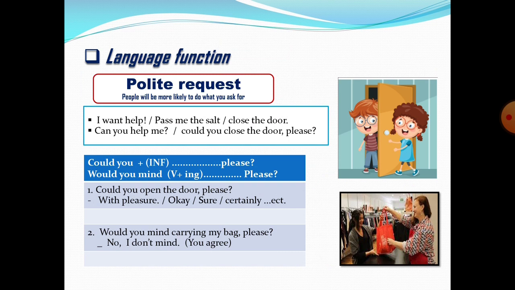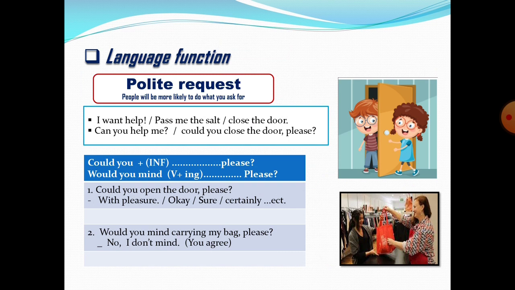The second one, would you mind? As we see, the verb with ing form must be used after would you mind. Would you mind opening, reading, closing, and so on. Here we have some examples. Could you open the door, please? So the answer could be okay, sure. Any way to show that you agree.